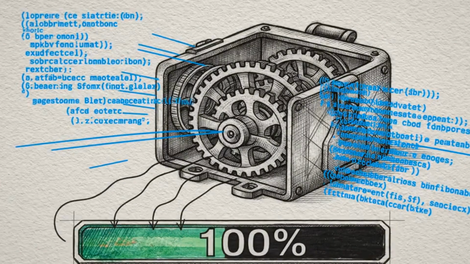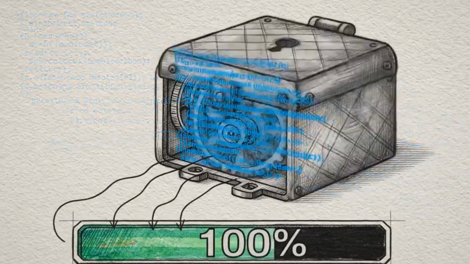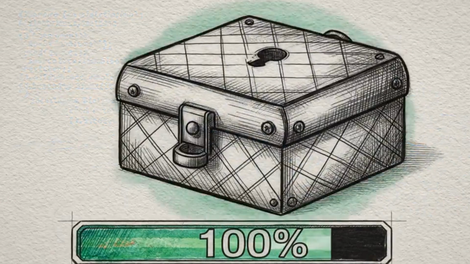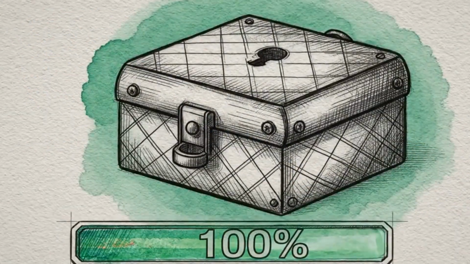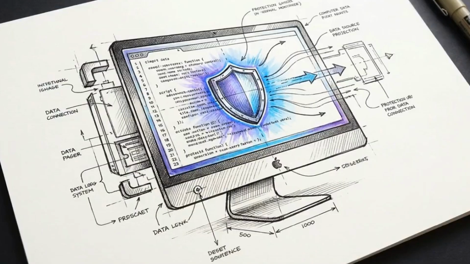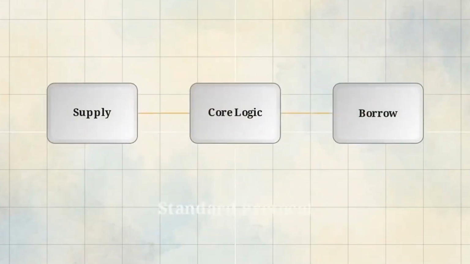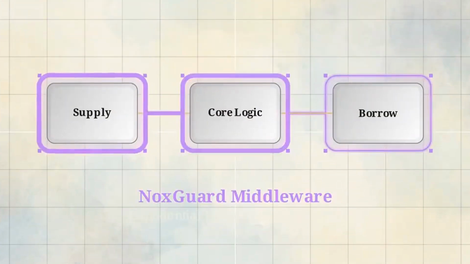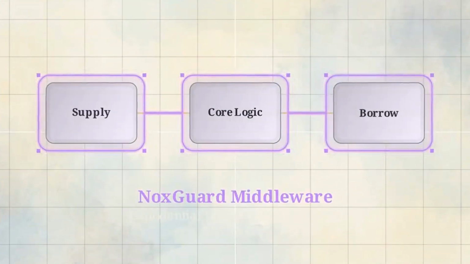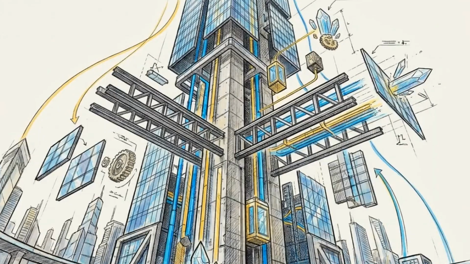This highlights the core requirement for institutional finance. Transparency is necessary for settlement, but privacy is required for strategy. NoxGuard addresses this by providing a developer toolkit for implementing programmable privacy within standard Solidity smart contracts. The system is designed to integrate with existing protocols. Developers can add confidential layers to the applications they already use without redesigning the core architecture.